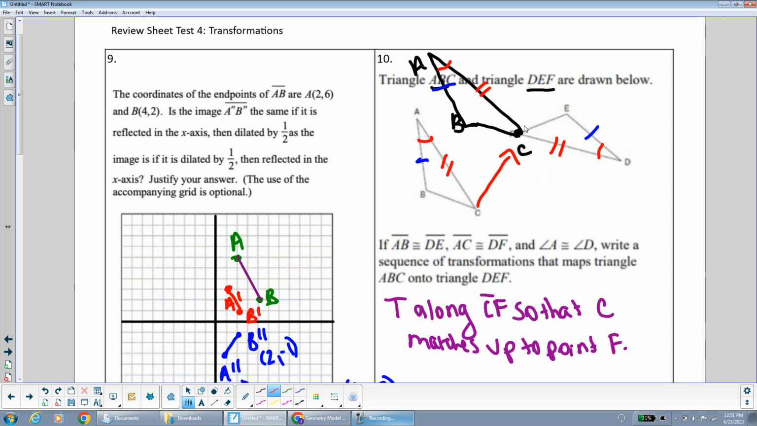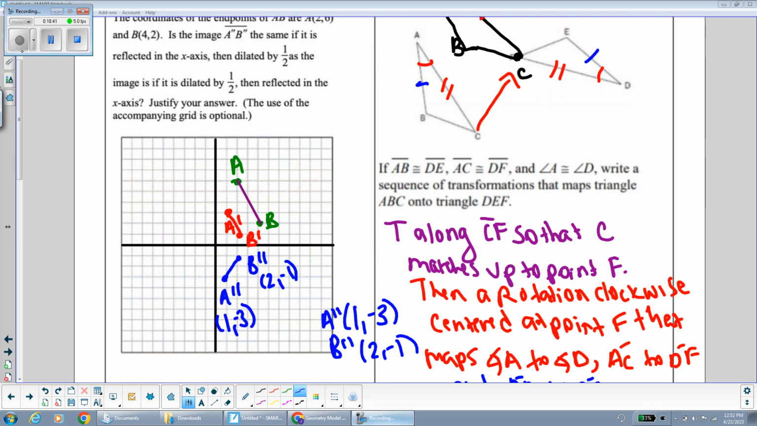They're both in the same spot now, because then it would just stay here and it would just rotate to overlap with the rest. I'm just going to finish writing that response. So give me 1 second to finish writing that down. So I finished writing my response. So after the translation, that will move point C to point F. Our rotation is centered at point F so that this point doesn't move, so that this just turns clockwise.